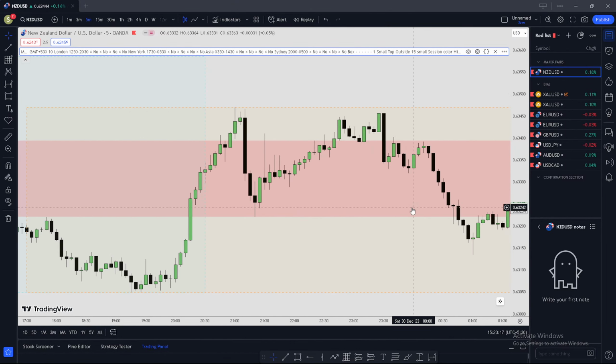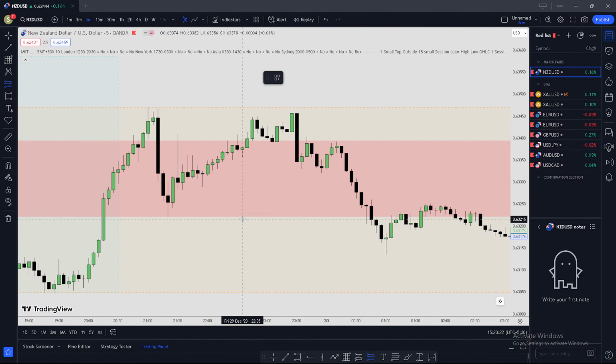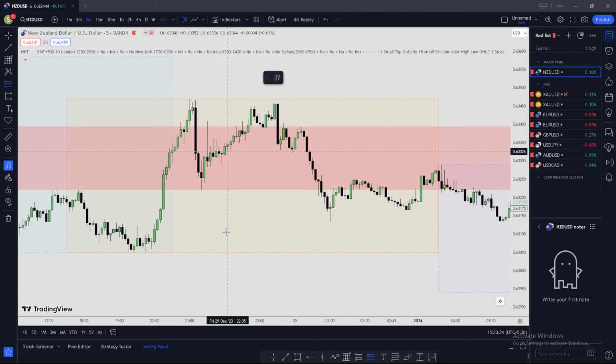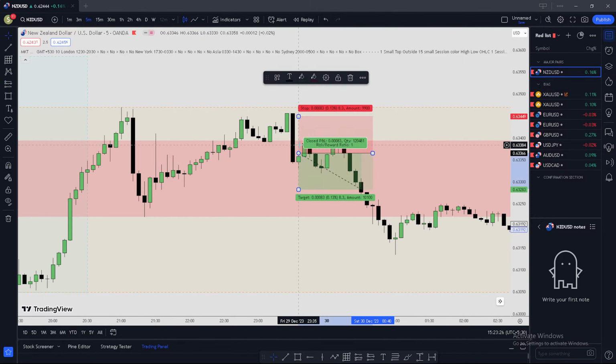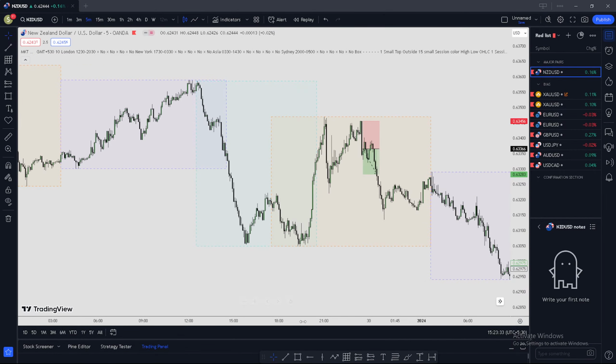Time pass. Good down move. Aggressive down move with the fair value gap. We could have shorted at this, and the bias is bearish.